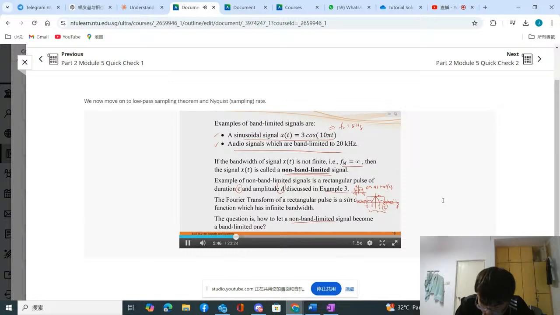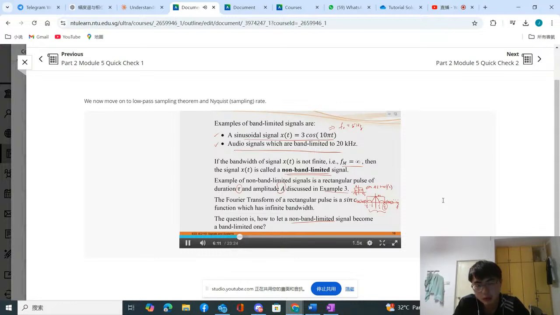In example 1, when we discussed the frequency domain analysis of LTI systems, we did look at the pulse response of an ideal low-pass filter, and we showed that when you pass the rectangular pulse through a low-pass filter, at the output you cannot get exactly the rectangular pulse.